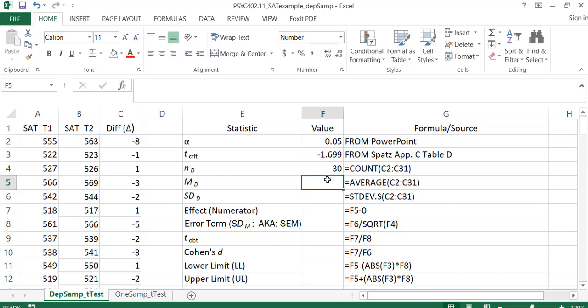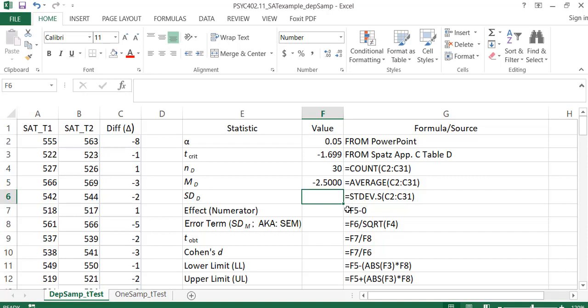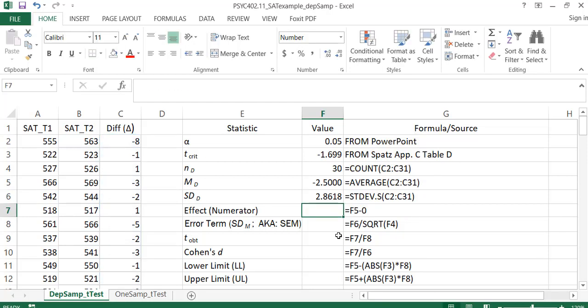The mean difference is simply going to be the average from C2 to C31. We see that the mean difference is negative 2.5. So it seems that on average, individuals' scores from time 1 to time 2 are improving by 2.5 points. The standard deviation of the difference scores from C2 to C31 is 2.8618.